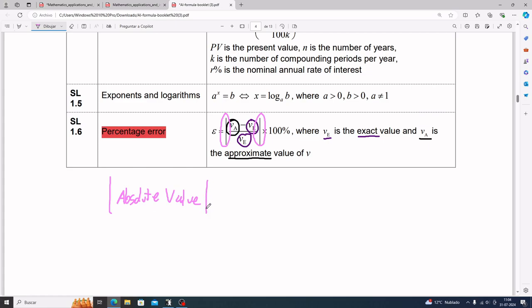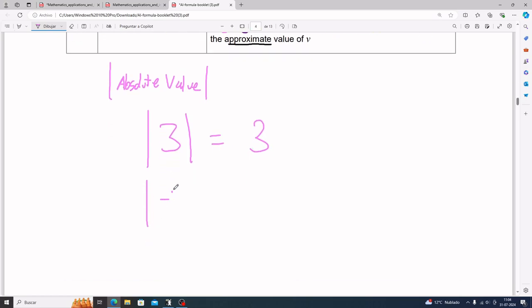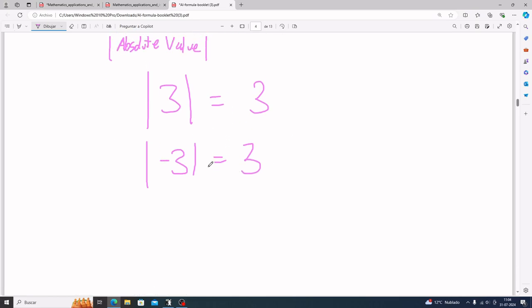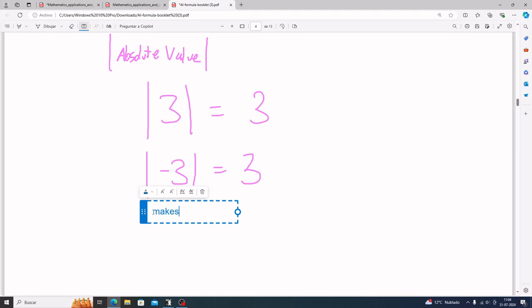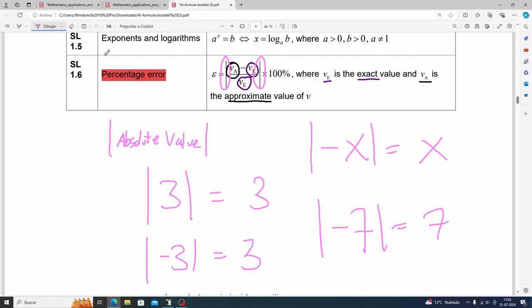Why do you use absolute value? Why is it useful in the first place? The absolute value of 3 is 3. The absolute value of negative 3 is 3. Guys, what's happening here? Absolute value makes whatever is inside positive. So the absolute value of negative x is going to be x. The absolute value of, I don't know, negative 7 is going to be 7. So all it really does is make whatever's inside positive. Keep that in mind, you'll be fine.